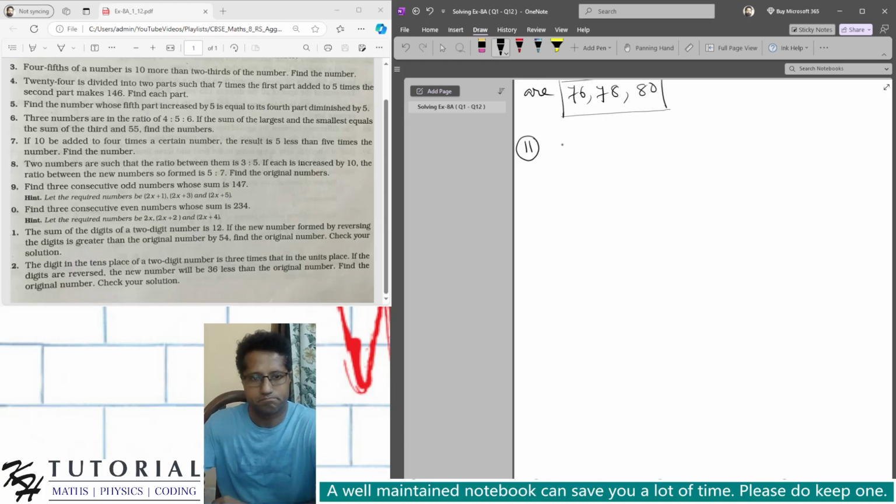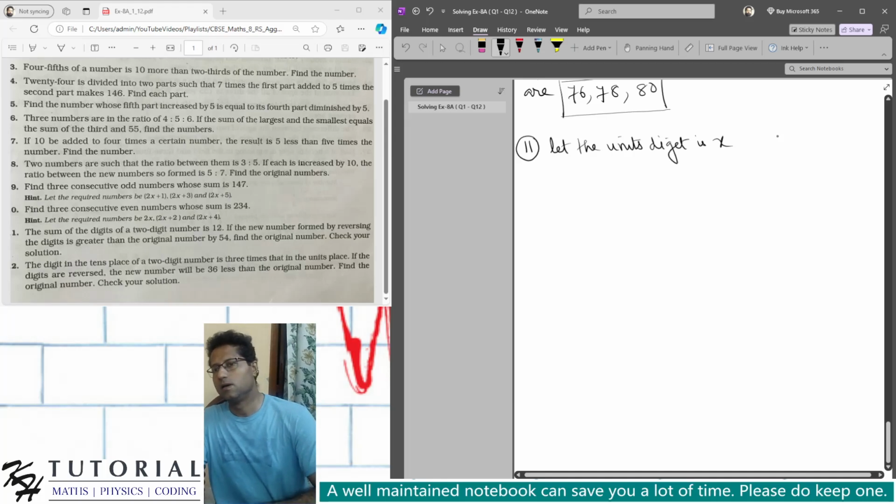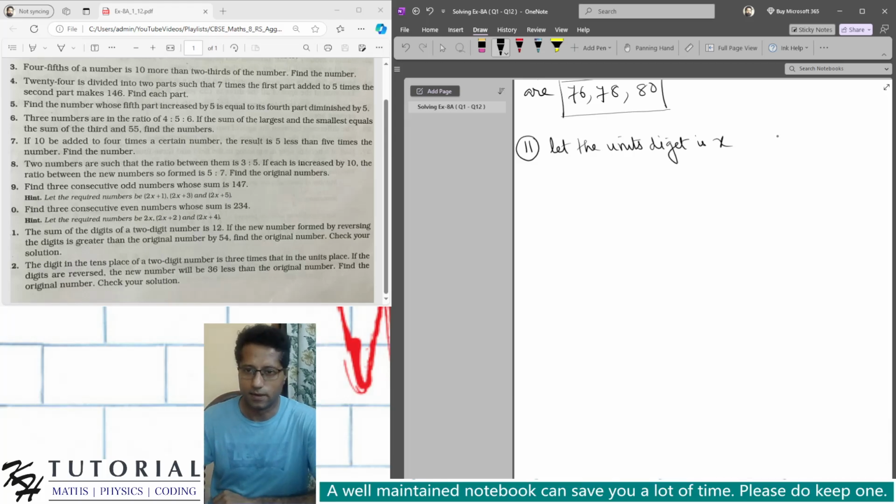Okay, so you have to assume either the digit at the units place or the digit at the tens place to be some unknown variable x. You can consider any one. So I'm considering let the units digit be x. So definitely x is a digit, so it can have values from 0 to 9. So let the units digit be x.